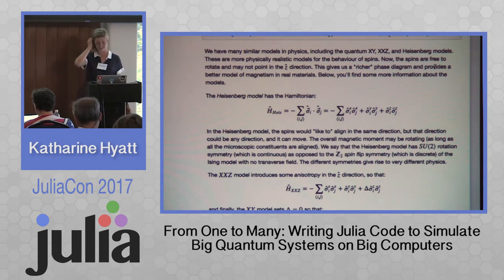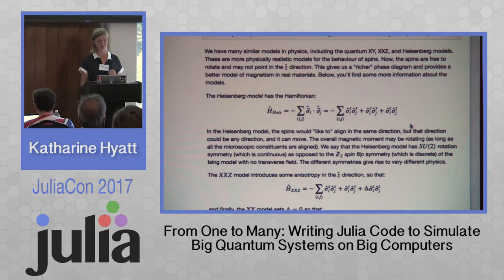And in particular, we're going to look at 3, the XY, XXZ, and Heisenberg models. These are all basically variants on the same theme, which I will start off by talking about the Heisenberg model since the others we can get from it. These give us a richer phase diagram, and they're more interesting.